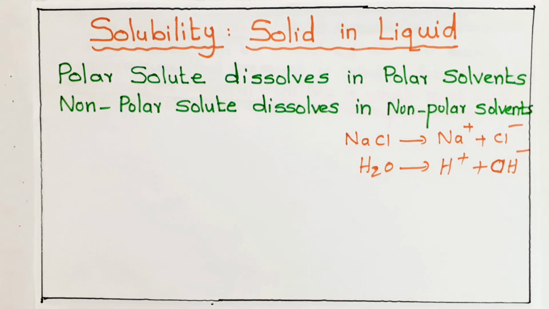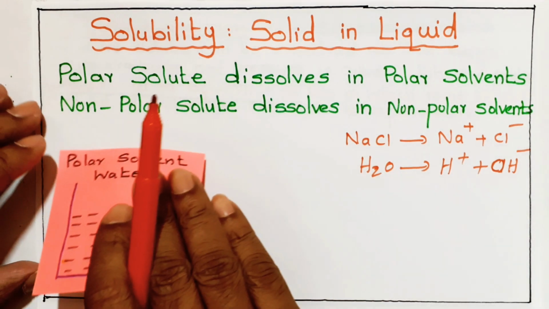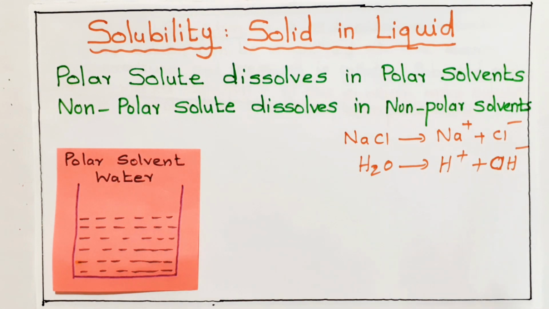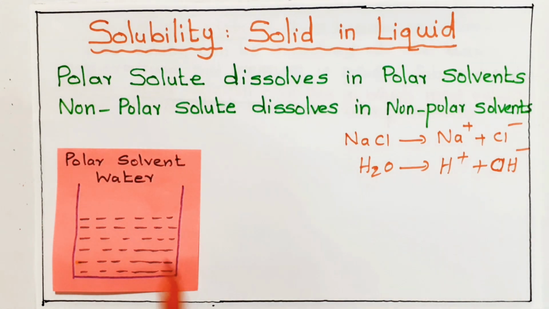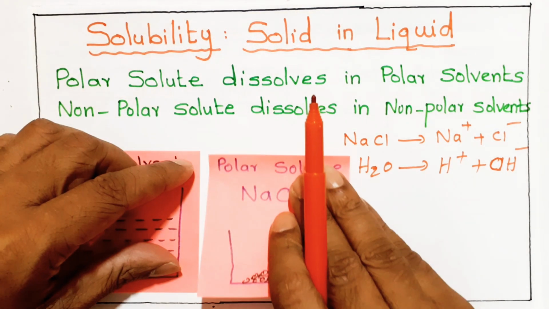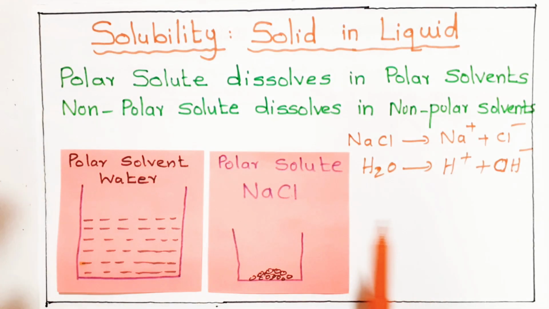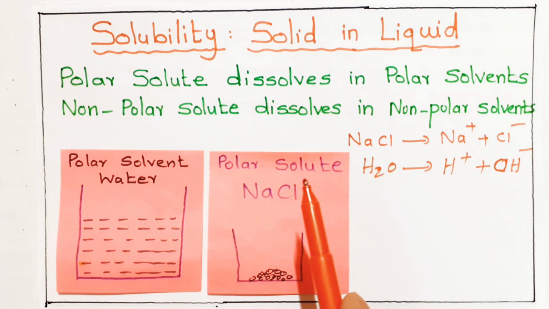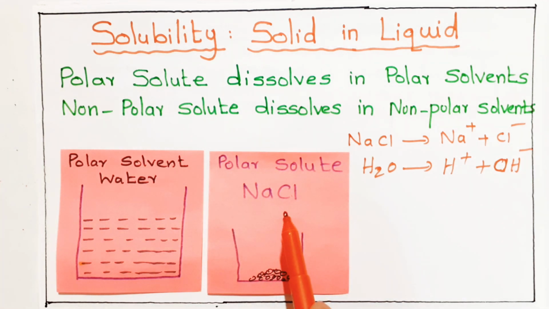Example: I'll take a polar solvent, water. To this, I will add polar solute sodium chloride. Will it get dissolved? Yes, because solute and solvent are both polar, so definitely this sodium chloride will get completely dissolved into water.